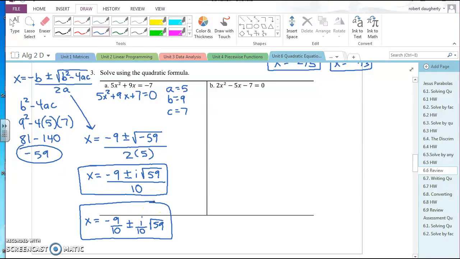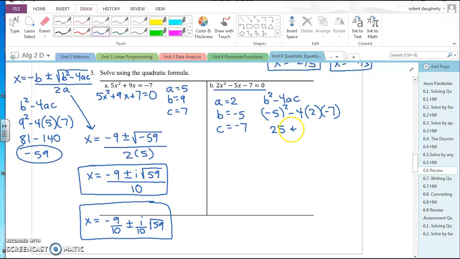The next one, solve this with the quadratic formula. So in this case, a is equal to 2, b is equal to negative 5, c is equal to negative 7. So b squared minus 4ac is negative 5 squared minus 4 times 2 times negative 7. So that is 25 plus 56, which is 81. Okay, so this is 81.